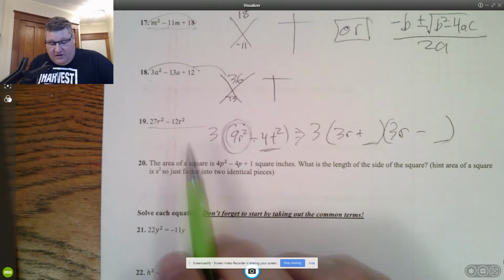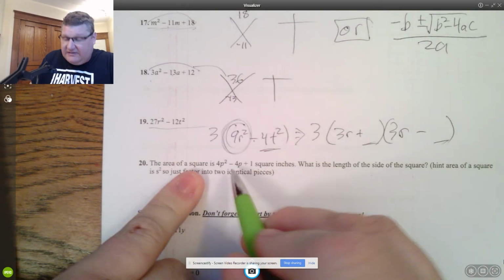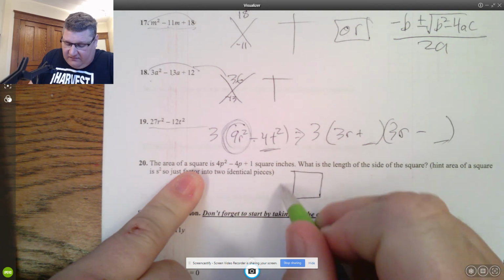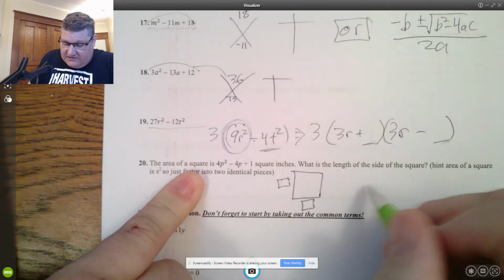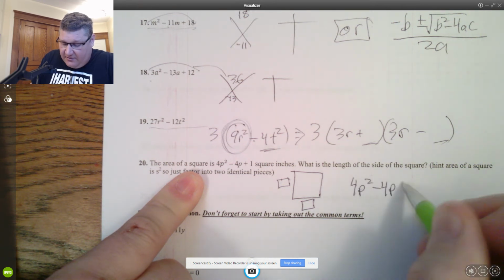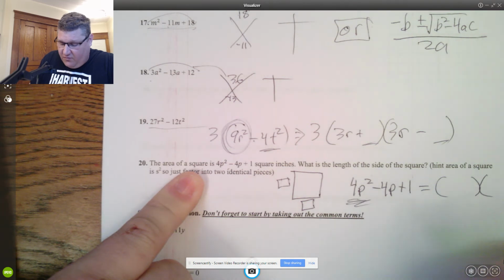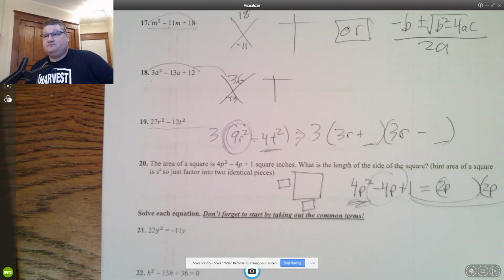Now, a square piece is that many inches. What's the length of a square? So what you're really asking is, since it's a square, this side has to be the same as this side. So what I want to figure out is, how do I break this up into two identical pieces? So how would you break 4p squared up? 2p, 2p. How do you break 1 up? And then how do they add up to negative 4?